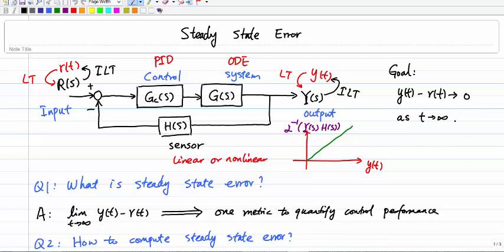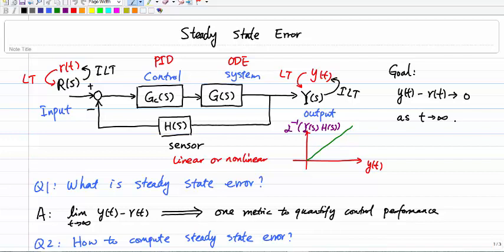G sub s is the transfer function for the system, which is typically given by the ordinary differential equation, and the control is generated by comparing the difference between the input and output. We apply a certain control method, for example the PID control, and generate the control input that will be applied to the system again, and the output will be y sub t in the time domain, or y sub s in the s domain. y sub t and y sub s can be converted from one to the other by using the Laplace transform or the inverse Laplace transform.